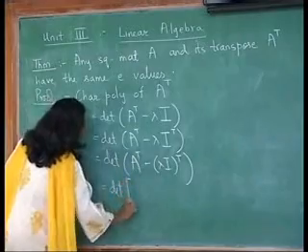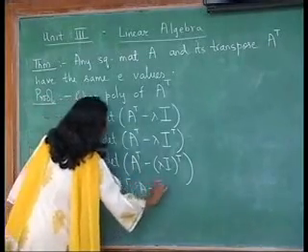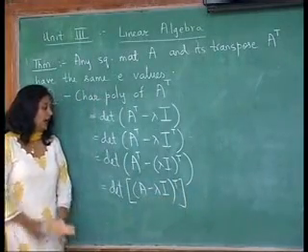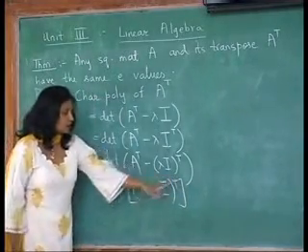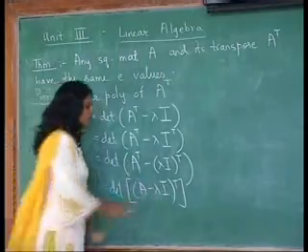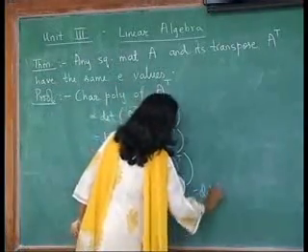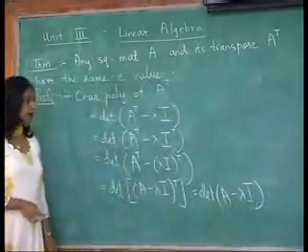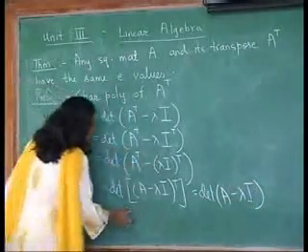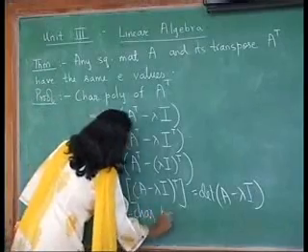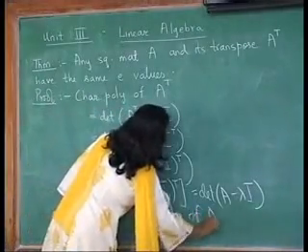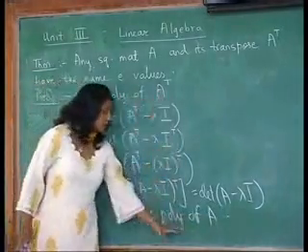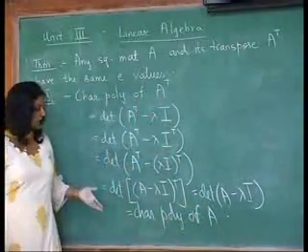So this will be the determinant of the transpose of A minus lambda I. And the determinant of the transpose of a matrix is the same as the determinant of that matrix. So this will be the same as the determinant of A minus lambda I. And that is nothing but the characteristic polynomial of A. So notice that the characteristic polynomial of A transpose and the characteristic polynomial of A are the same.